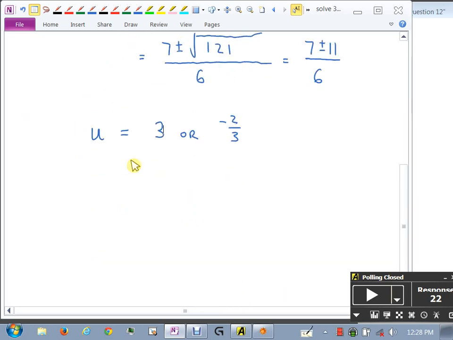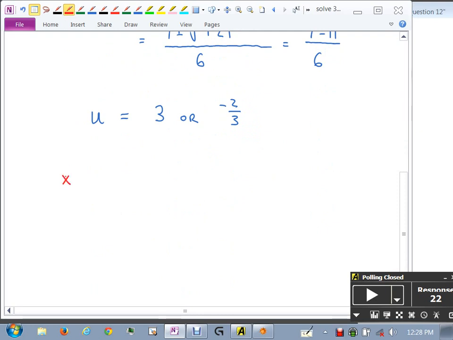So I need to switch back and say x to the negative 1 equals 3, or the other one, x to the negative 1 equals negative 2/3. Yes? I want x by itself, don't I? I don't want x to the negative 1, right? I want x. So how can I make it a positive 1 here? I could raise both sides to what power? Negative 1. Couldn't I? Like if I do that, then I multiply these two. What's negative 1 times negative 1? Positive 1. So that would give me x. But I have to do that to the other side.